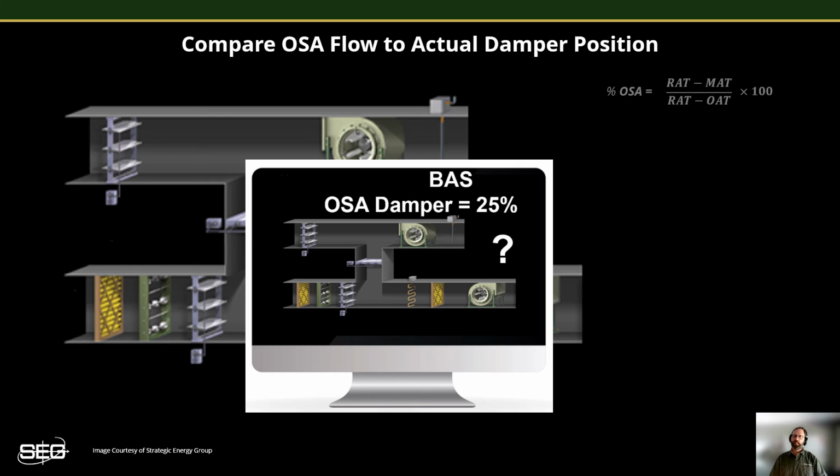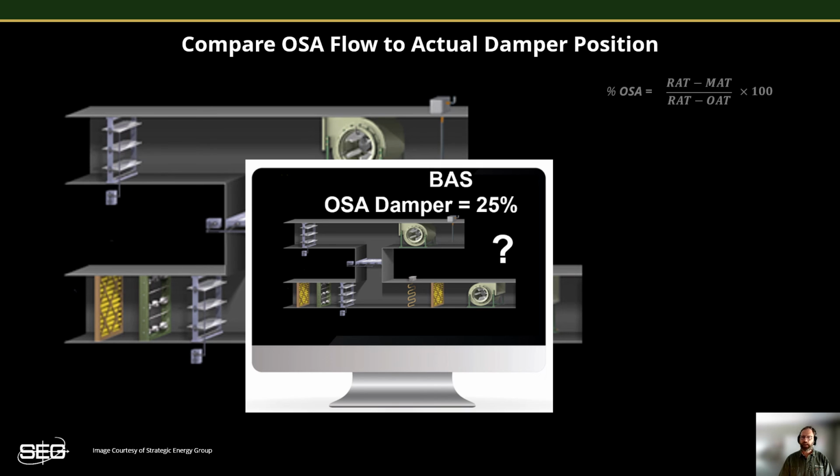But let's compare that calculated percentage to the displayed percentage value from your energy management system, or maybe you call it the BAS system. And here we see that the outside air damper is commanded to only 25% open. So the question here is, why is there a 10% difference between the two percentages? Well, this is due to the energy management system's displayed outside air damper value of 25% is merely a percent of open from 0 to 100%.